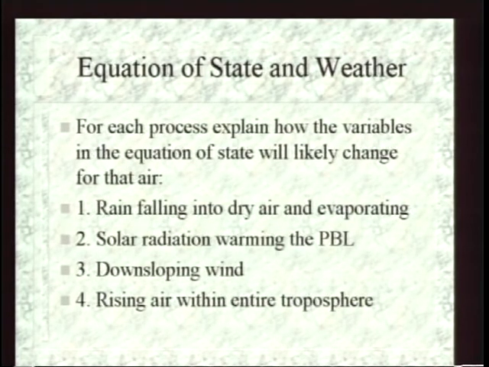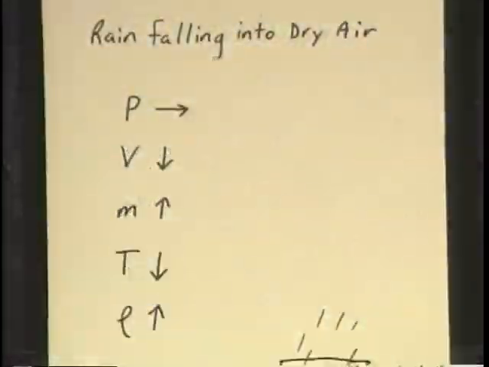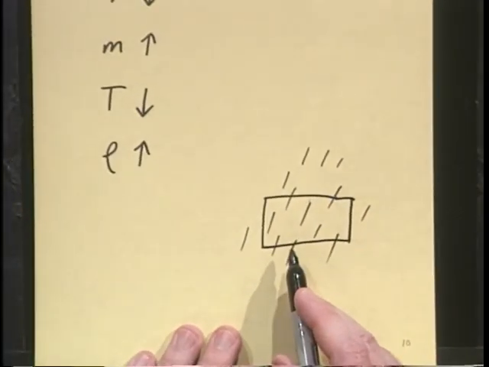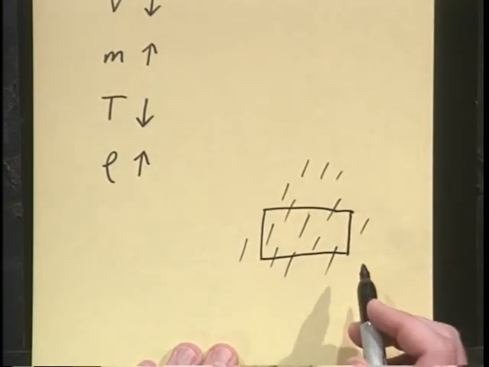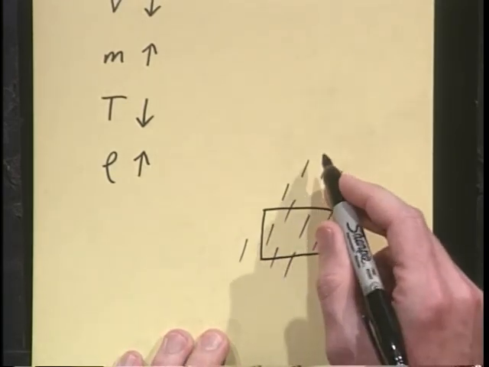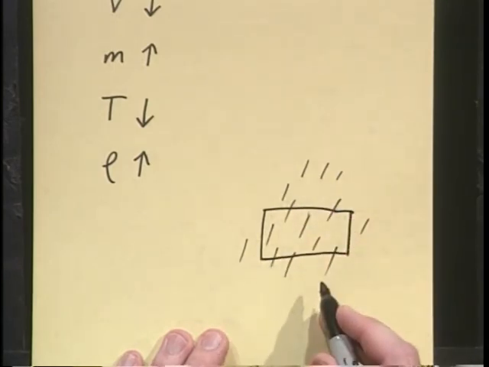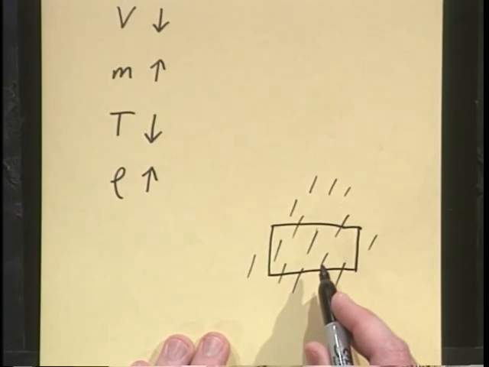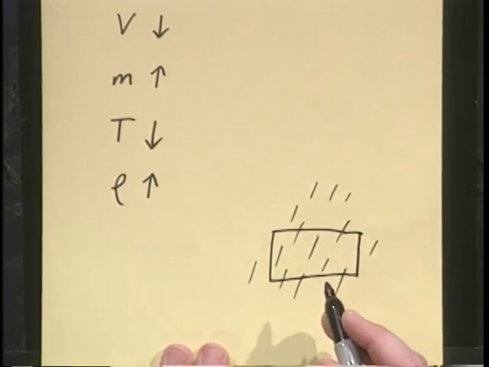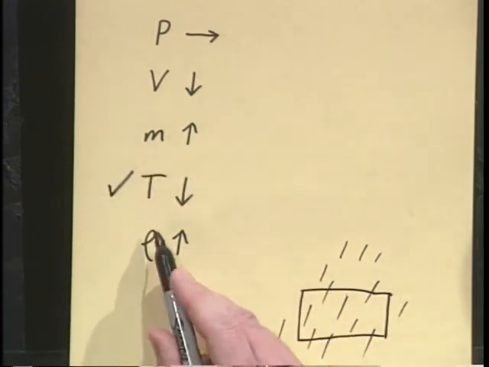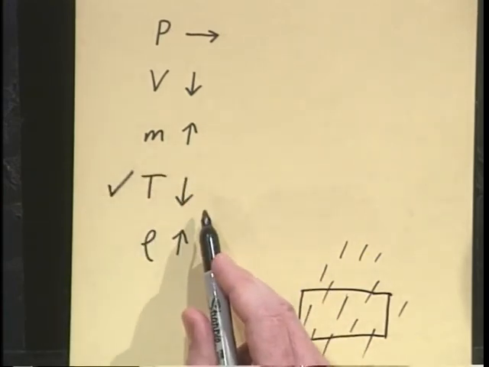We'll start on the overhead camera with rain falling into dry air. So we have an air parcel here, which is going to be a box this time. This is our dry air, and we have rain falling through that dry air. Within this box, you're going to have evaporation taking place. Evaporation is a cooling process, so the temperature would be expected to fall, a decrease in temperature.